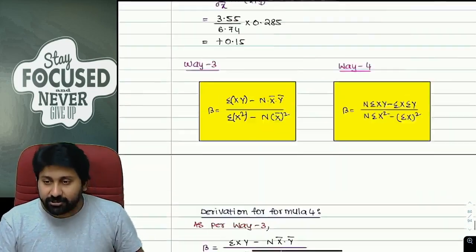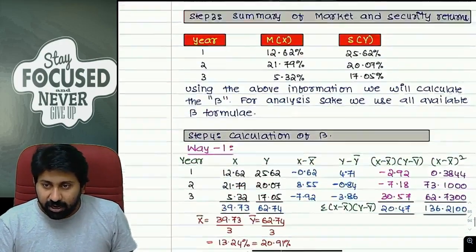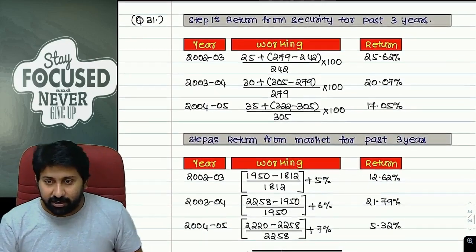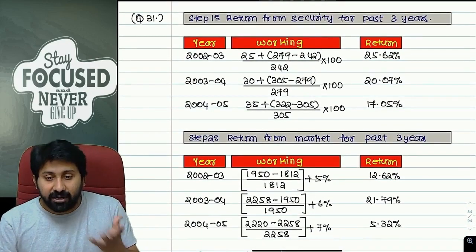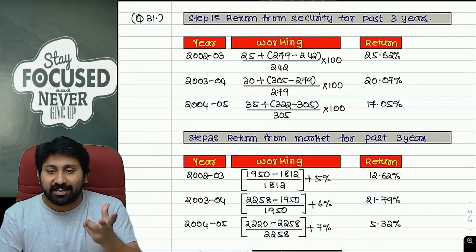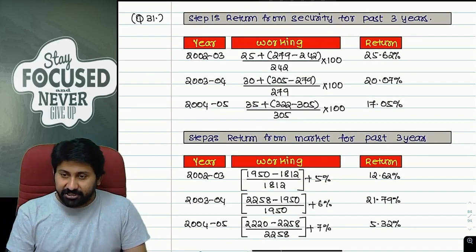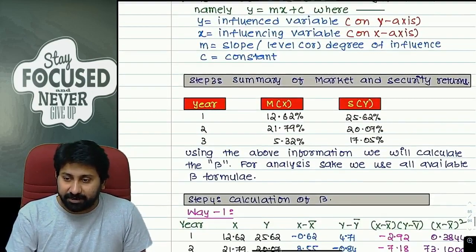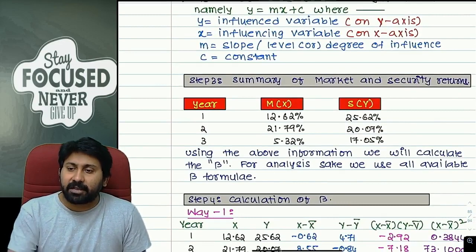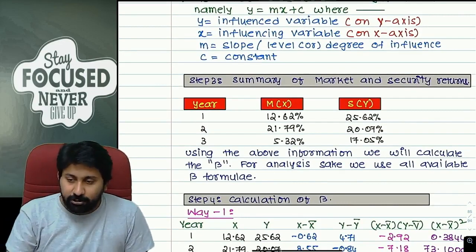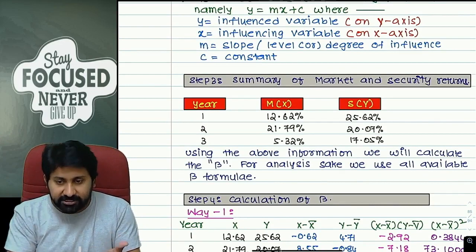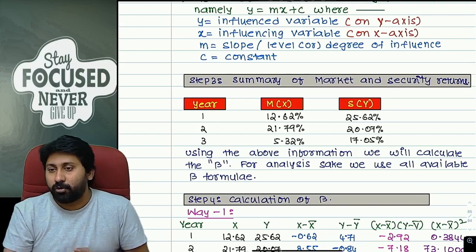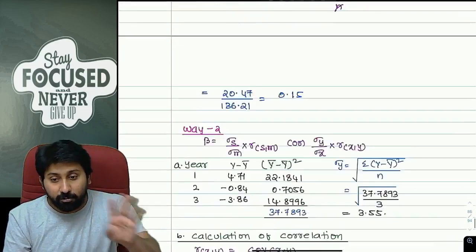Okay, let me consolidate everything we have done till now, and then we will go into the next stage of the discussion. First, we have taken the past raw data available. With that we calculated the returns at each level. Then we made a comparison between them. After that we calculated beta using all the models available with us: the covariance model, the correlation model, way number 3 regression model 1, and way number 4 regression model 2. In 4 models we have done the beta.